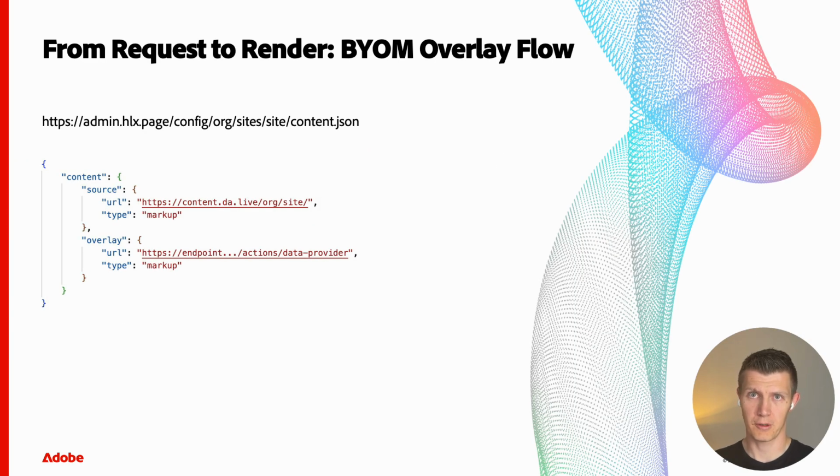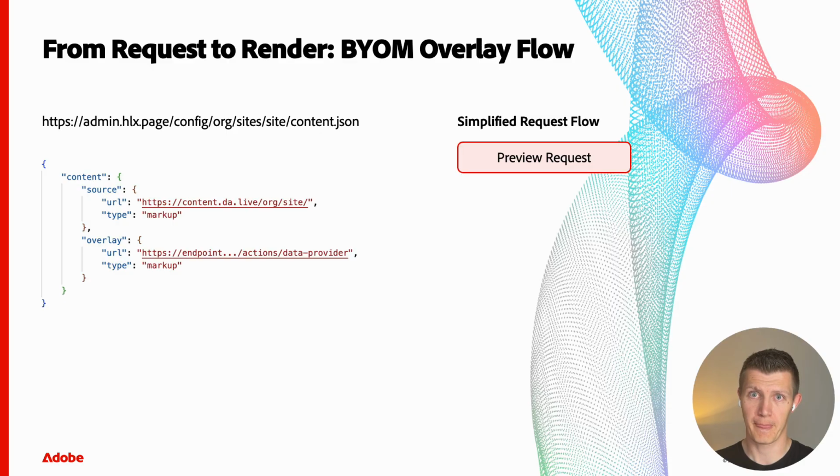Now, we'll take a closer look at the overlay mechanism in Edge Delivery. On the left-hand side of the slide, you see an example of an overlay configuration in the content config of the Edge Delivery configuration service for your page. You'll notice it defines two sources: the default source, typically document authoring, and the overlay, which in our case points to the second App Builder action, our Bring Your Own Markup endpoint. Let's review how this fits into the request flow when publishing.